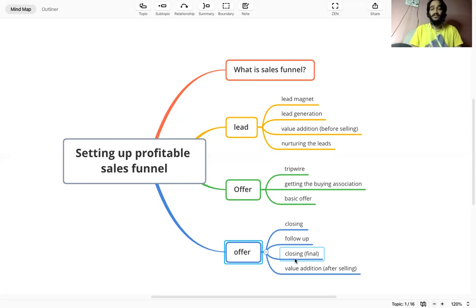In the final closing, you have to give deadlines, give urgency, and create curiosity so that the customer buys your core product and advanced product as well. And after that, you have to add more value. Always remember to over-deliver on your value after selling also.